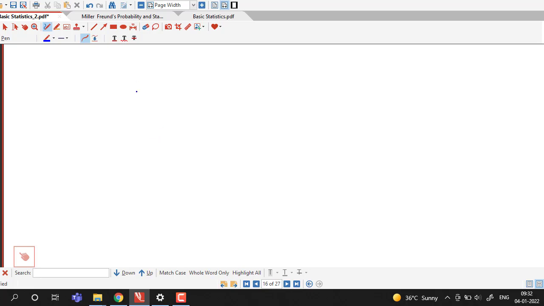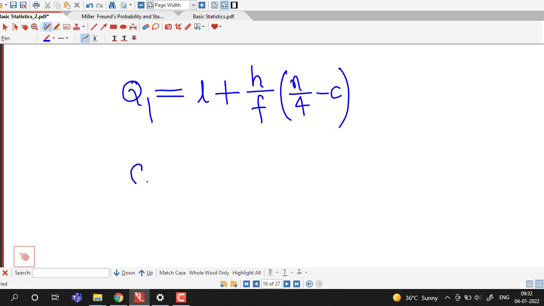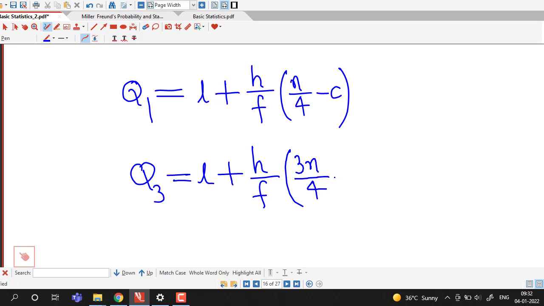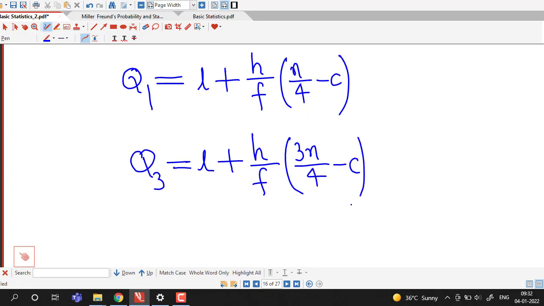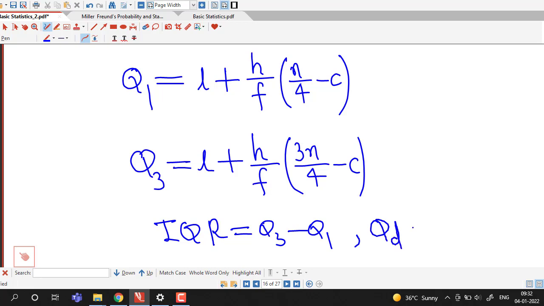So in this way we can decide interquartile range and quartile deviation for continuous or grouped frequency distribution. So we have to remember these formulas, that first quartile is given by L plus H by F times N by 4 minus C. Third quartile is given by L plus H by F times 3N by 4 minus C. And interquartile range is difference of third and first quartile. Quartile deviation is half of interquartile range, 1/2 times Q3 minus Q1.